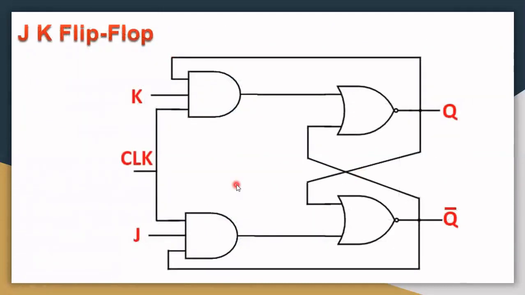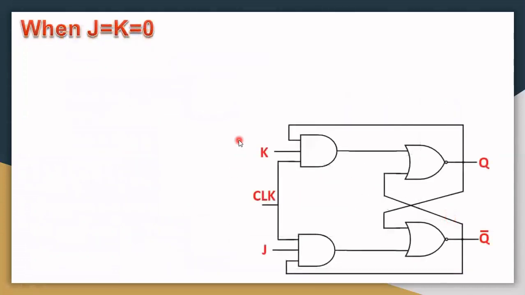This is the logic diagram of JK flip-flop. I already discussed this diagram. Now we have to check different conditions like J equal to K is equal to 0, J equal to 1 and K is equal to 0, J equal to 0 and K is equal to 1, and J is equal to K is equal to 1.